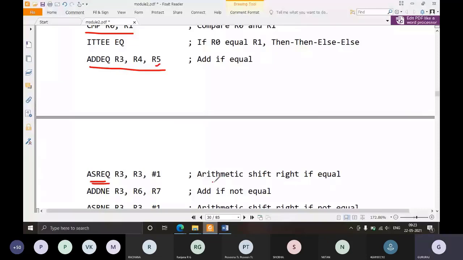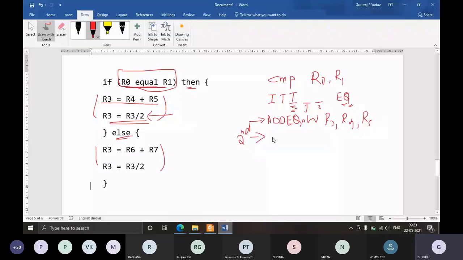This statement should be executed when R0 is equal to R1 only. So what you have to do is divide R3 by 2, which is the same as right shifting it by 1 bit. So R3, comma, hash 1. This is the second statement. So the two statements are over, and these two should execute whenever the condition is true, that is R0 is equal to R1.